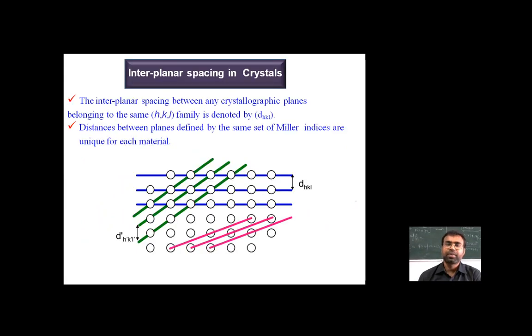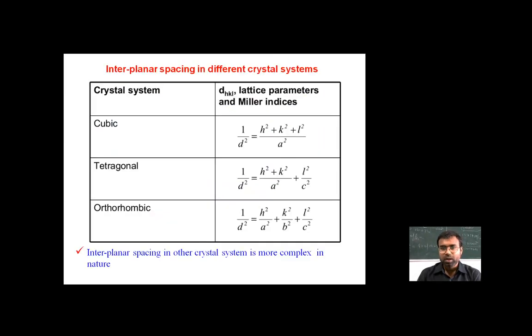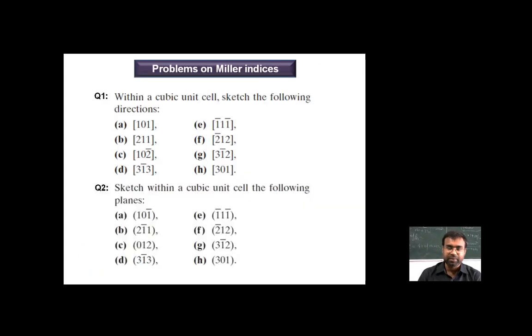So this is how we can summarize all these things. Now, how do we find the interplanar spacing in the crystal? The interplanar spacing between crystallographic planes belonging to the same (hkl) family is denoted by d_hkl, the distance between the planes defined by the set of Miller indices. This interplanar spacing differs in different crystal systems. In the cubic system, 1/d² equals (h² + k² + l²) divided by a², and similarly for tetragonal and orthorhombic it is defined accordingly.